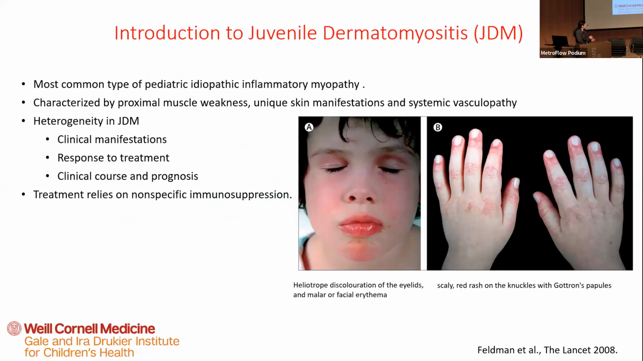You can see in this image how kids show up in the clinic, and they usually show flares and skin rashes, and you also have this characteristic rashes in the fingers as well. So the disease is very heterogeneous in clinical manifestation and its response to treatment, as well as in the clinical prognosis. So the treatments that are available right now are mainly immunosuppressive drugs.